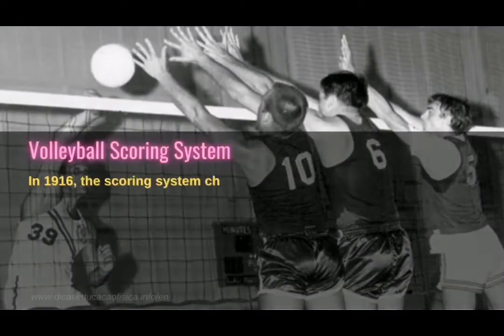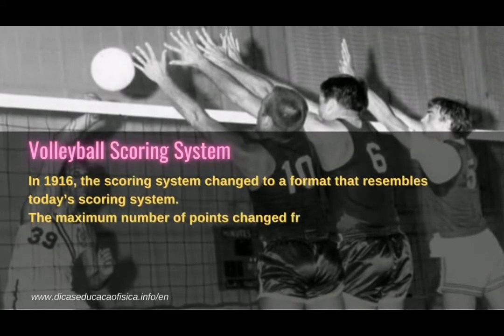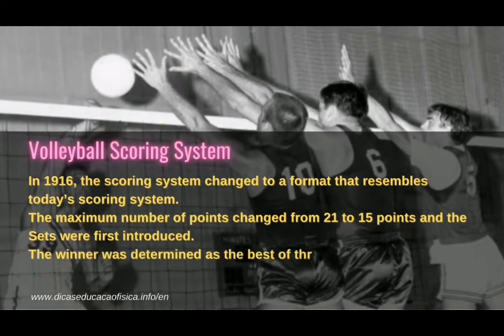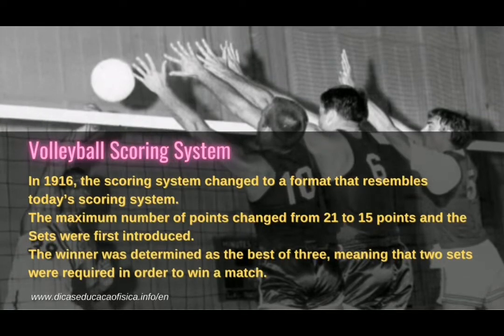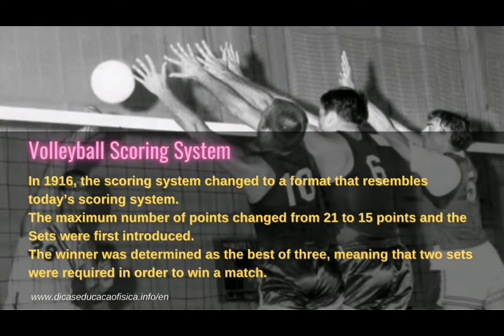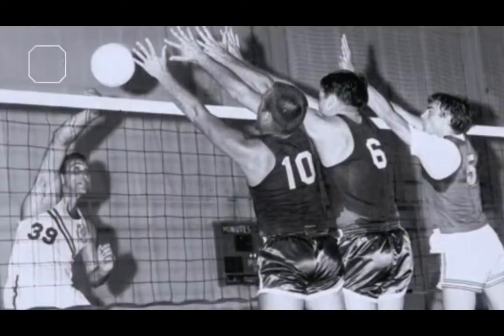Volleyball scoring system. In 1916, the scoring system changed to a format that resembles today's scoring system. The maximum number of points changed from 21 to 15 points and the sets were first introduced. The winner was determined as the best of 3, meaning that 2 sets were required in order to win a match.